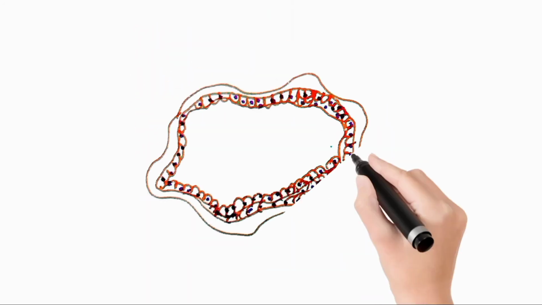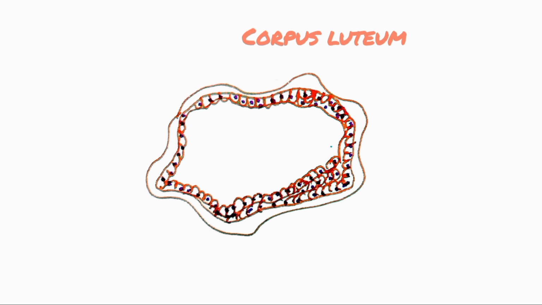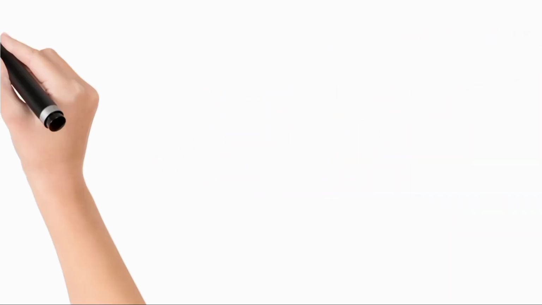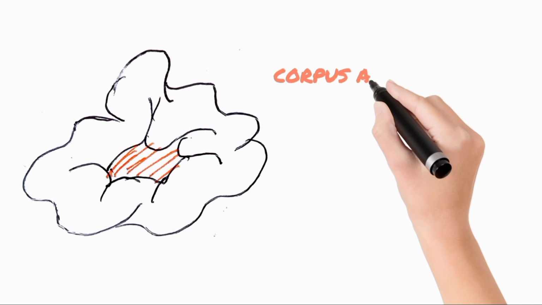The ruptured follicle is transformed into a corpus luteum. If fertilization occurs, the corpus luteum secretes progesterone for implantation and maintaining the pregnancy. Otherwise, the corpus luteum degenerates into a corpus albicans.